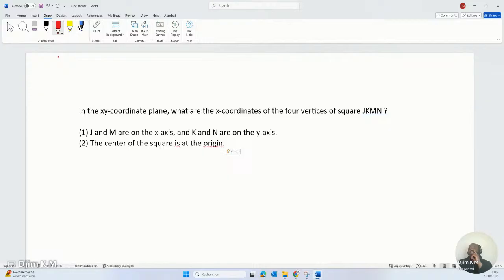In the XY coordinate plane, what are the X coordinates of the four vertices of square JKMN? J and M are on the X axis, and K and N are on the Y axis. So basically, what it is telling us is this. So we have our plane here.